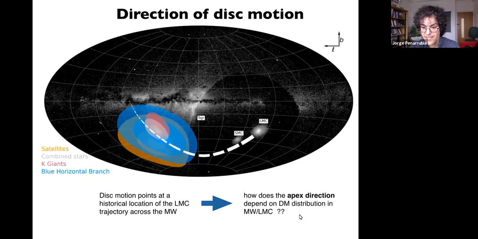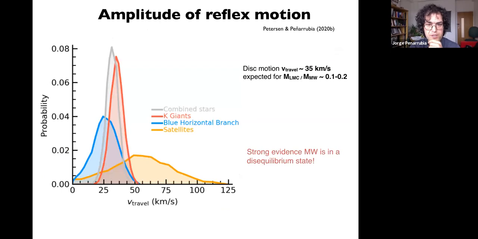For the future, by the way, this is very interesting, because this trajectory is heavily dependent on the distribution of dark matter in the Milky Way and the LMC as well. So this is interesting for follow-up work. The amplitude of the reflex motion is of the order of 35 kilometers per second, which is exactly what we expected for this particular mass range between 0.1 and 0.2. So I would say that this is evidence for disequilibrium.